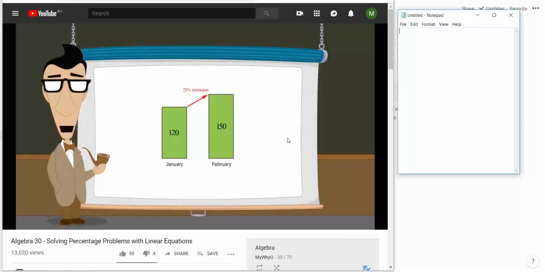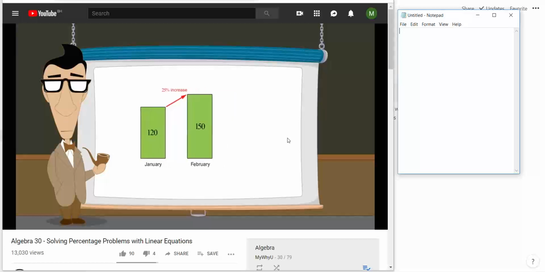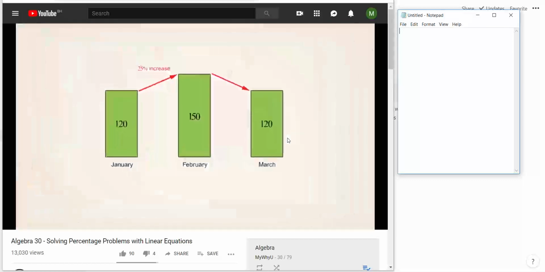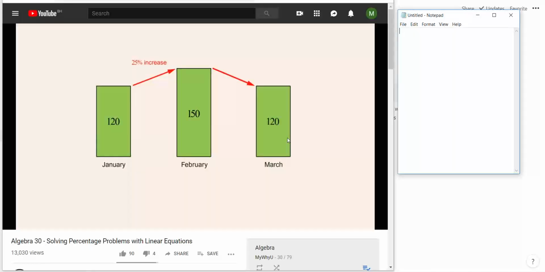If in March the number of accidents returns to the previous amount, what percentage decrease from the accidents in February does this represent? Since the change from February to March is the same size as the change from January to February, it might be tempting to say that this change will also be 25%. However, this is not the case.